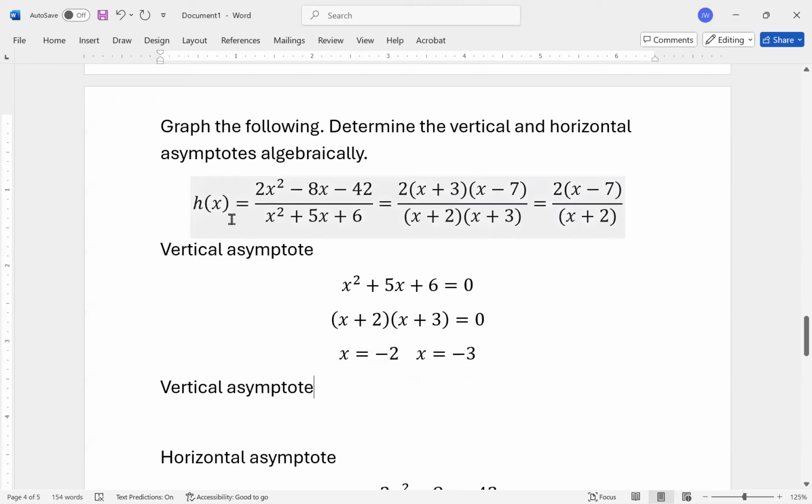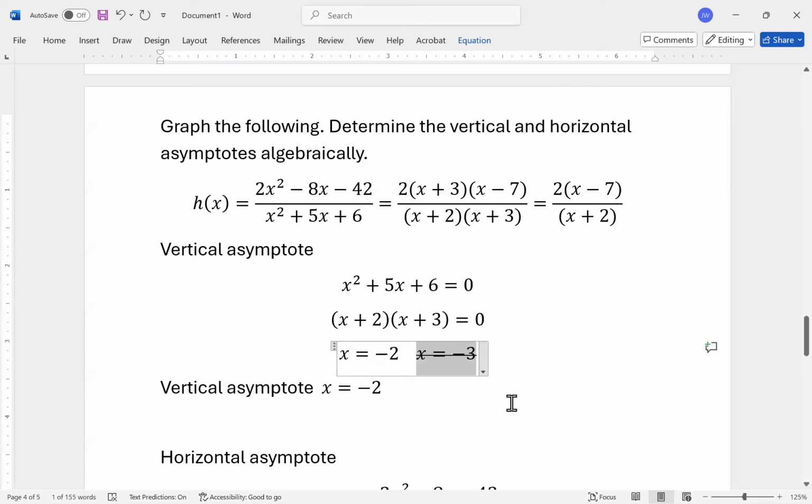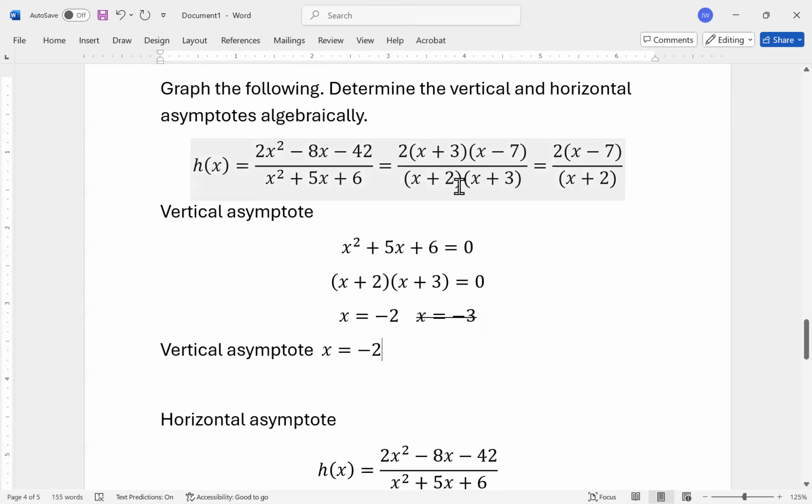There are rational functions that have multiple vertical asymptotes. This just isn't one of them. So we get one vertical asymptote of x equals negative 2. The x equals negative 3 is not a vertical asymptote because it had a factor in the top and the bottom. And we could cancel those factors out, and we were left with no x plus 3 in the denominator after we canceled those.